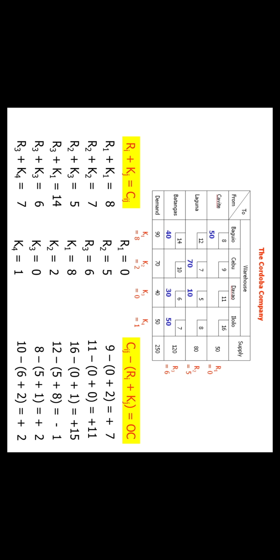So based on our computed opportunity cost values, we still have a negative value, and that came from our analysis of the unused cell with a cost of 12. So let's now focus on that particular unused cell that gave us the negative opportunity cost.